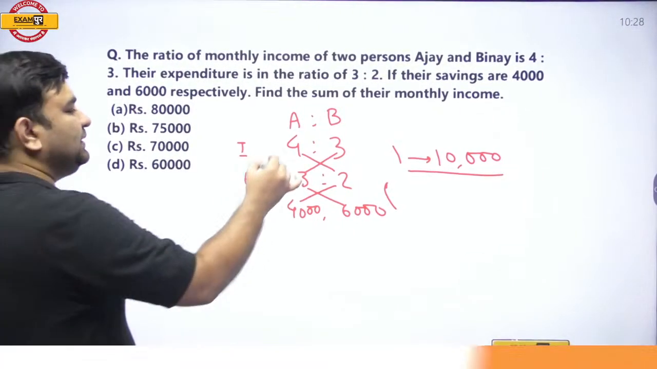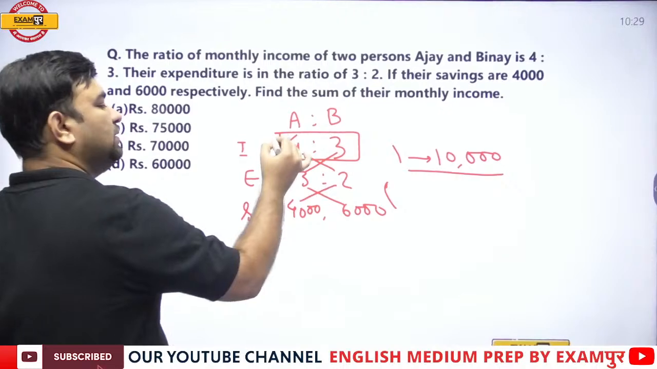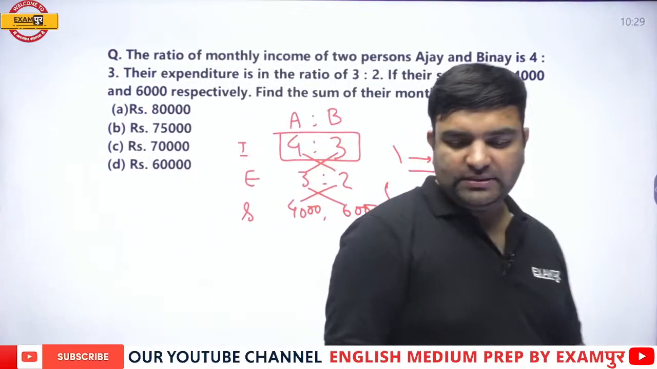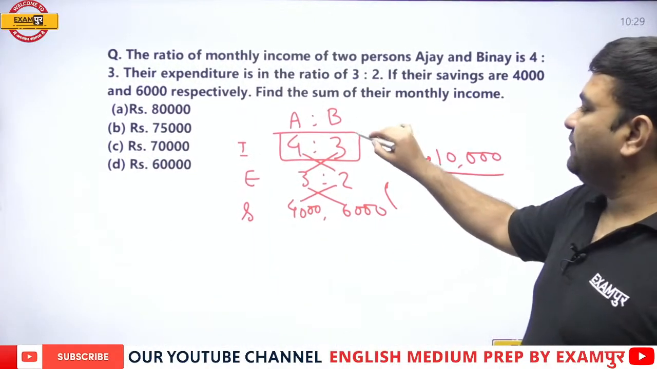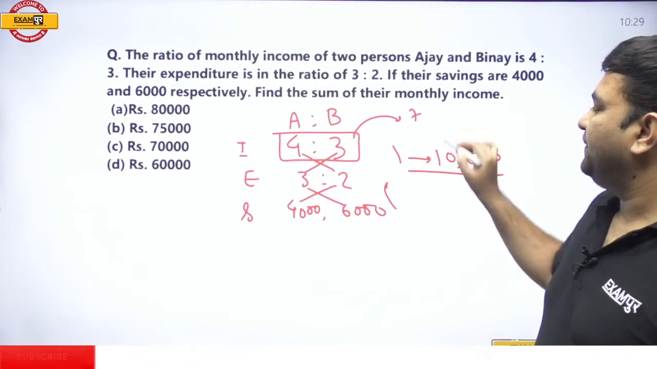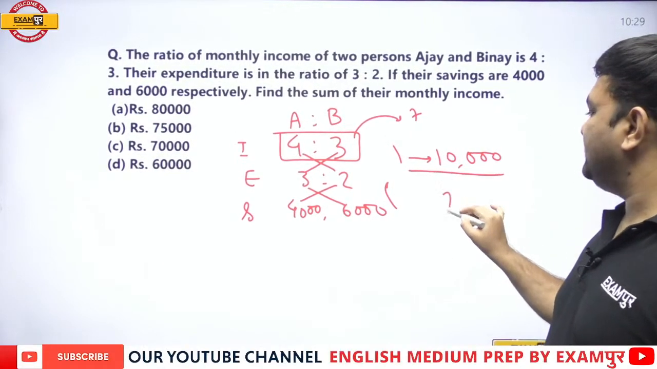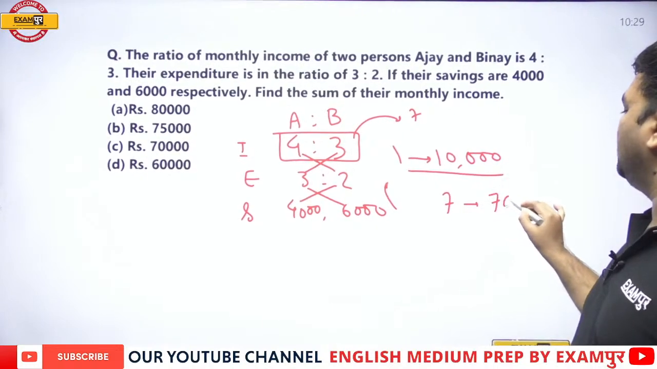What is the sum of their monthly income? Sum of their monthly income is 4 plus 3, 7. So if 1 is equal to 10,000, then 7 is equal to 70,000.